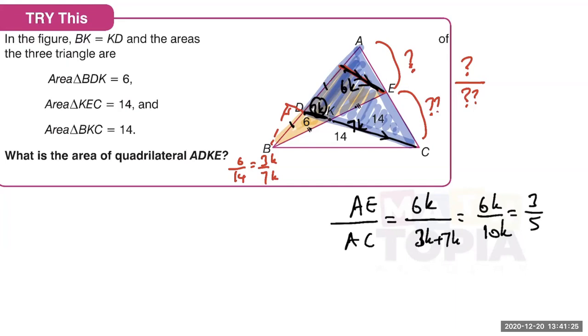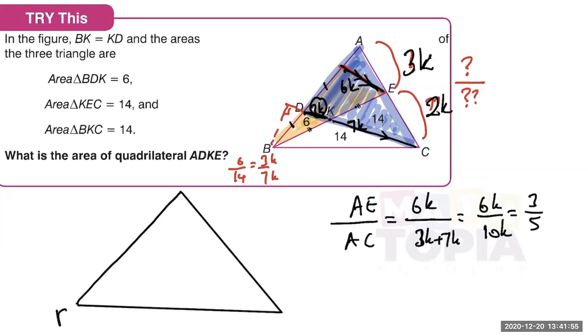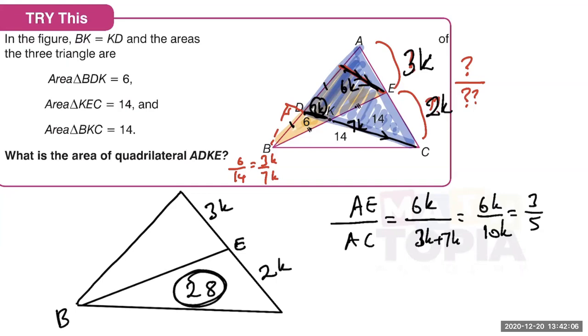So now the value of AE is 3k, then the value of AC becomes 5k, then this becomes 2k. So that's very nice. So where are we now? I would like to just draw that situation. Now we have, I would like to just draw B and E, because I got the 3k and 2k. I got here 28 area. The whole area is 28.